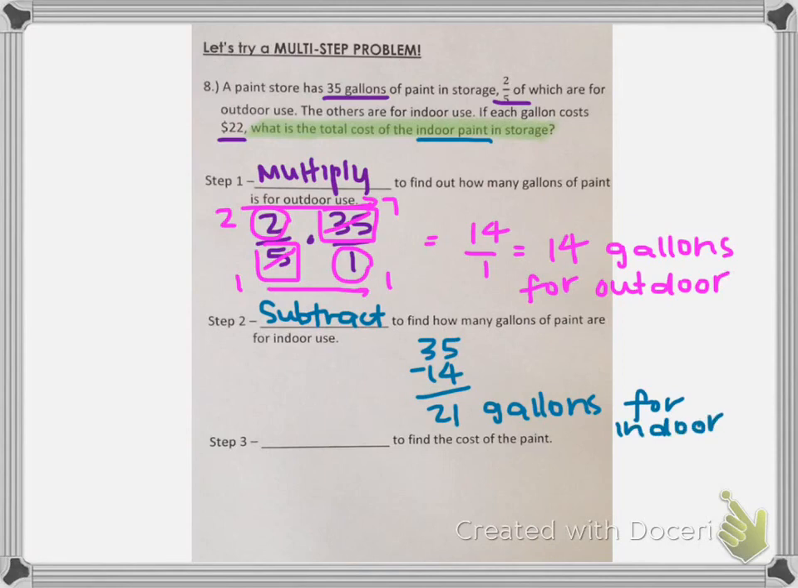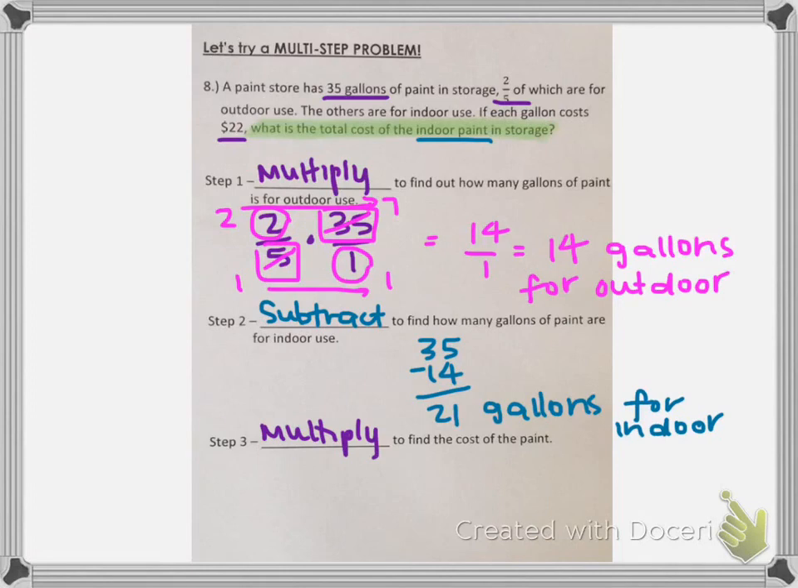And then that's not the final answer because the question is, what is the total cost? Now we need to go back in the problem and remember that it says each gallon costs $22. So we have 21 gallons that are $22 each. What operation do you think we are going to do? Hopefully you said multiply.